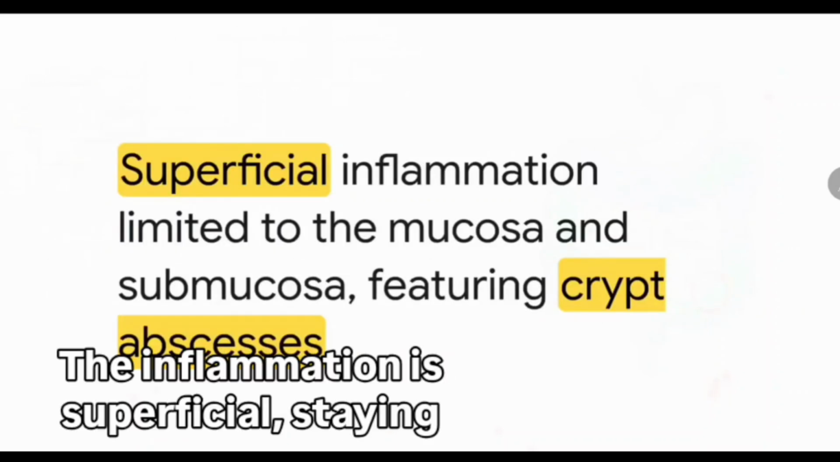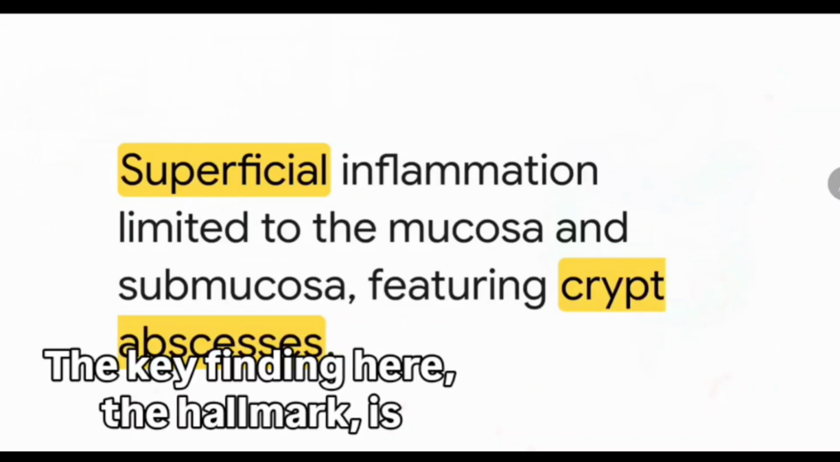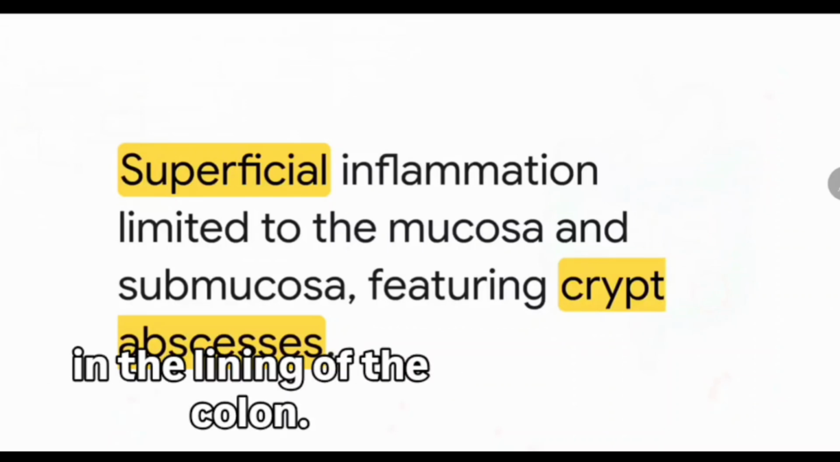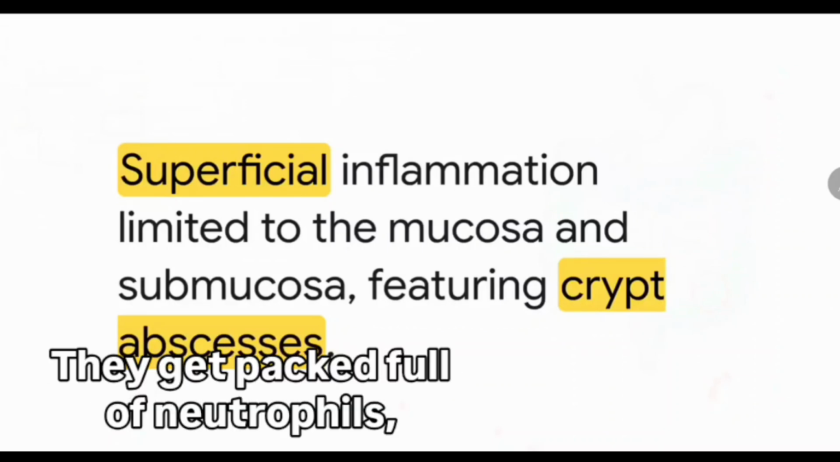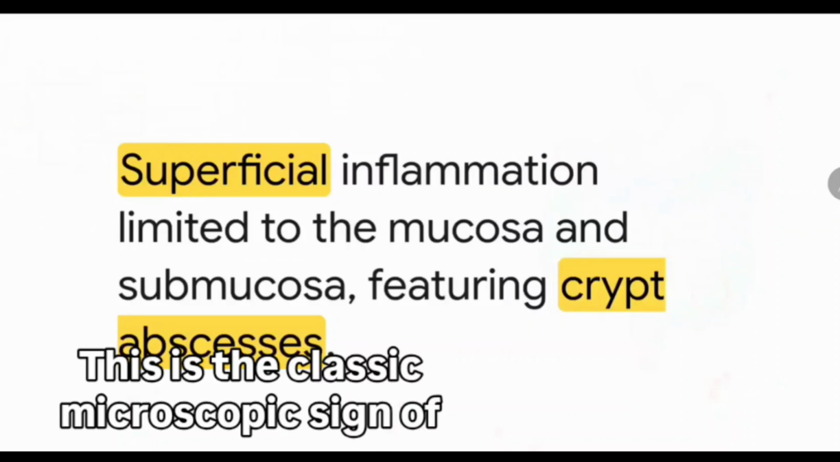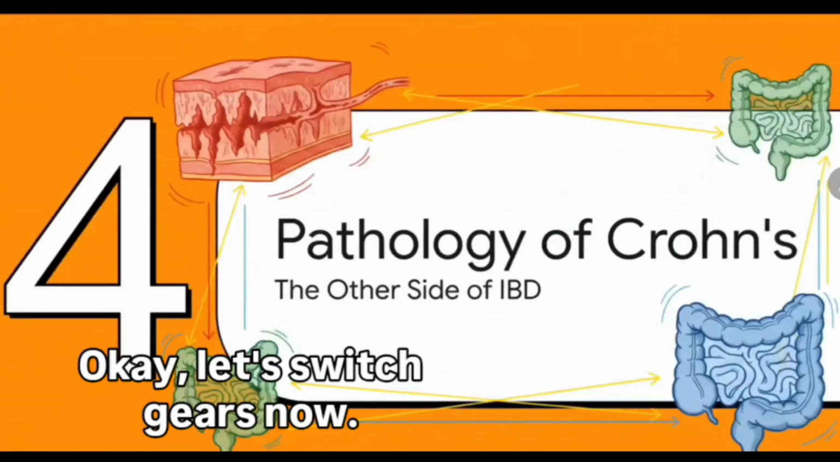The inflammation is superficial, staying only within the mucosa and submucosa. The key finding here, the hallmark, is crypt abscesses. The crypts, these are the little glands in the lining of the colon, get packed full of neutrophils, forming tiny abscesses. This is the classic microscopic sign of ulcerative colitis.